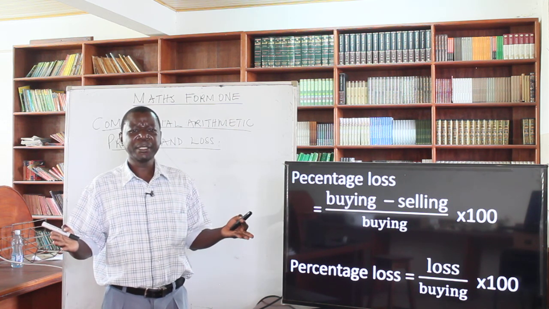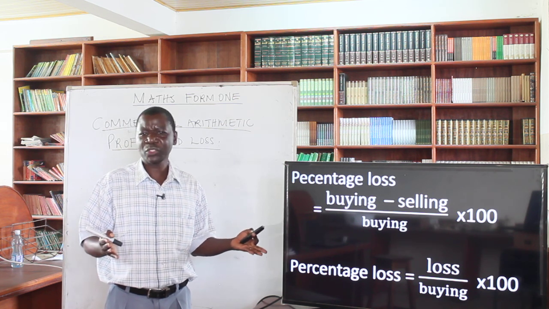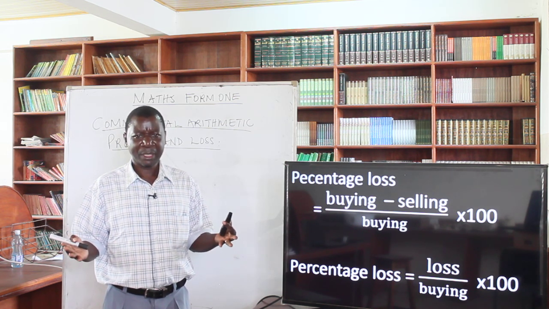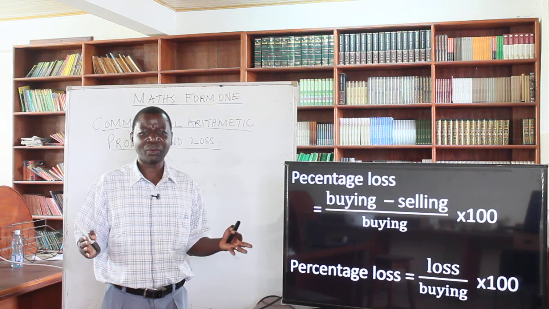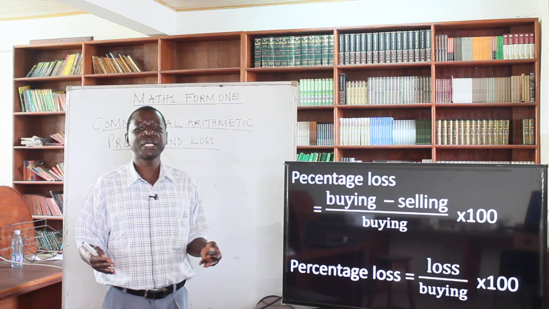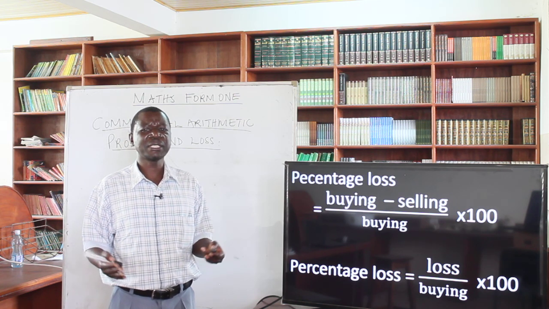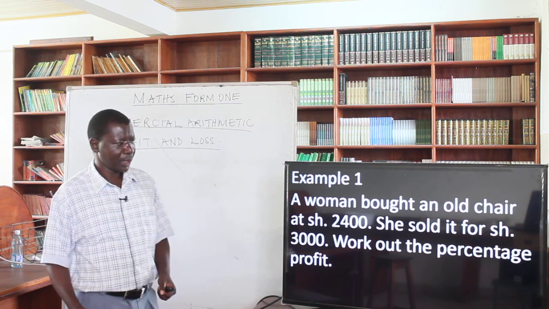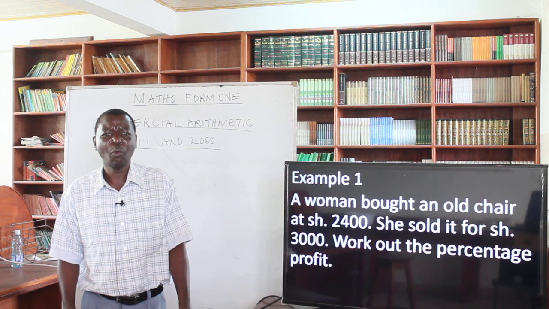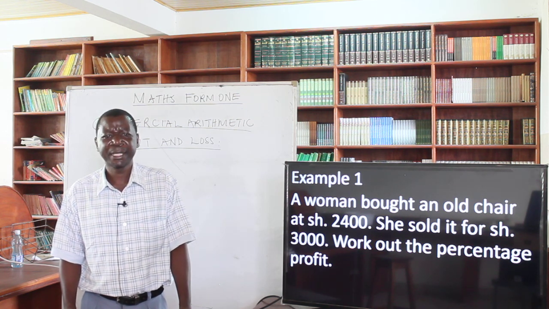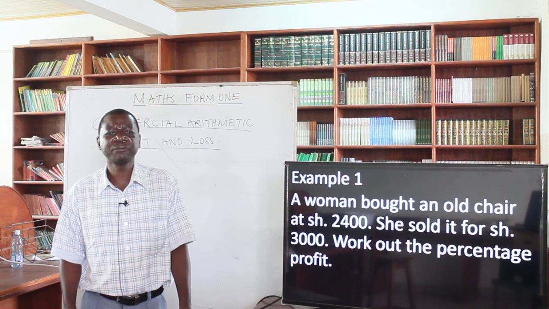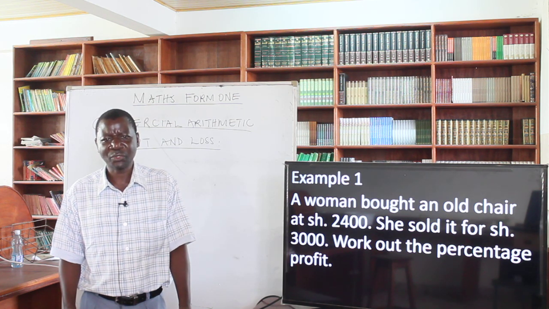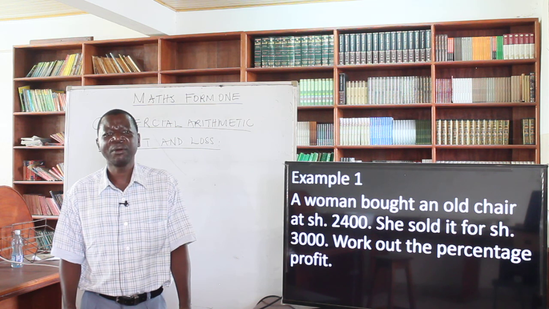So remember, in a business transaction, you can either get a loss or get a profit. And the moment you get a loss or a profit, you can also calculate the percentage profit or the percentage loss. I want us to look at this example here. A woman bought an old chair at 2,400 shillings. She sold it for 3,000 shillings. Work out the percentage profit.